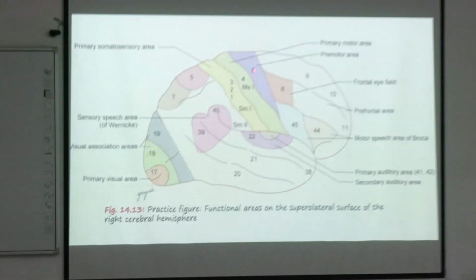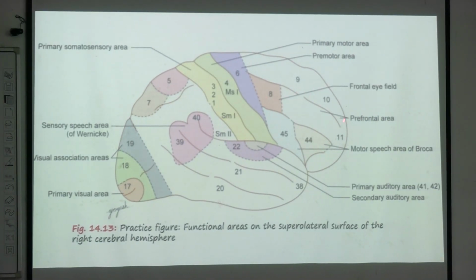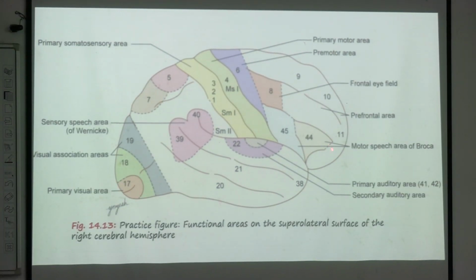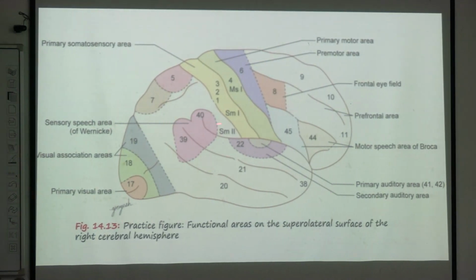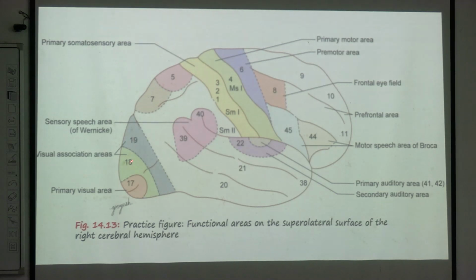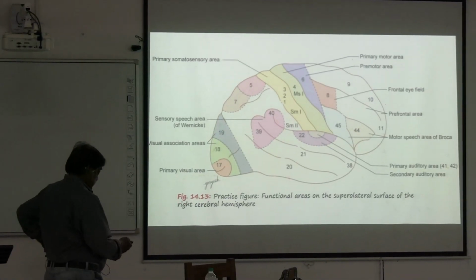See, these are the areas. The primary somatosensory, primary motor cortex, premotor cortex area, frontal eye field, prefrontal areas, motor speech and Broca's area, and sensory speech area, visual areas, association areas, primary visual area. Now, primary auditory area and secondary auditory area. These are the functional areas of the superolateral surface of the right cerebral hemisphere.